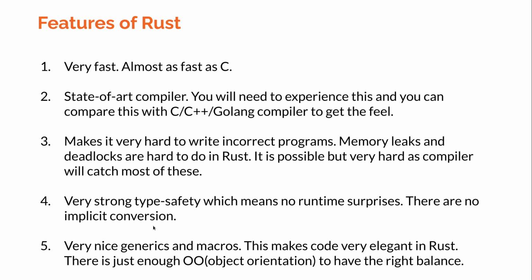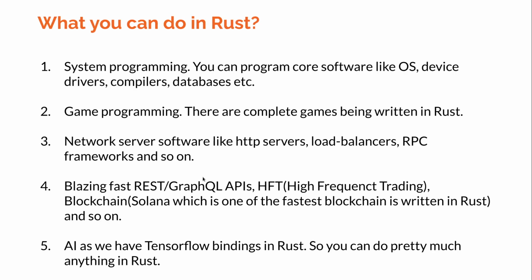Now, although Rust is not an object-oriented language in the pure sense, Rust has something called traits, which is a kind of polymorphism feature, and it has operator overloading. So there is just enough object orientation to have the right balance. Rust also allows a bit of functional programming. So it has taken a little bit of useful things from all the places to make a really solid language.